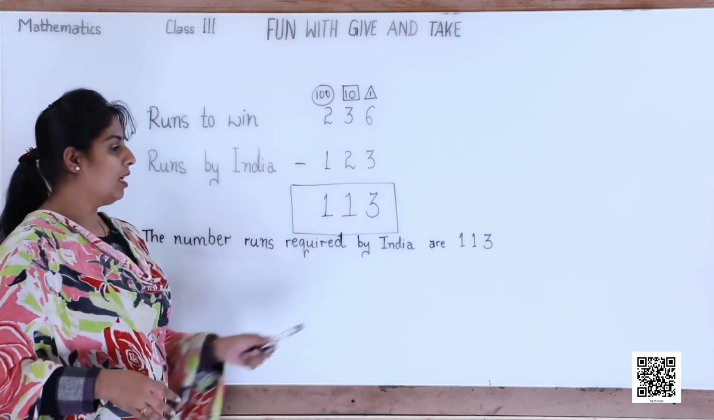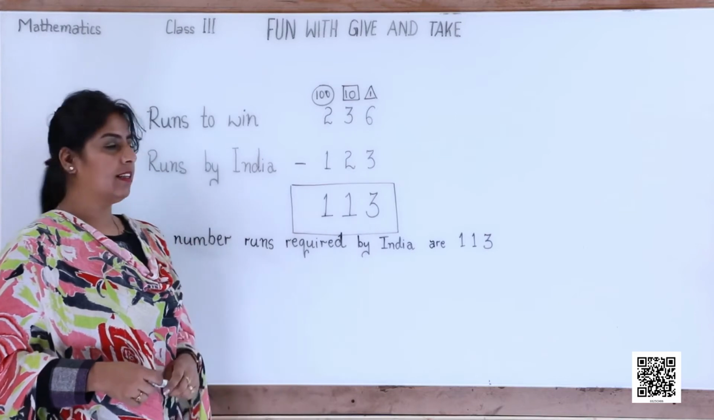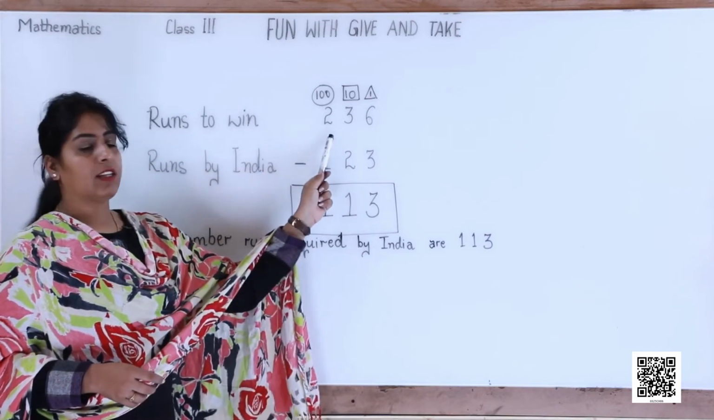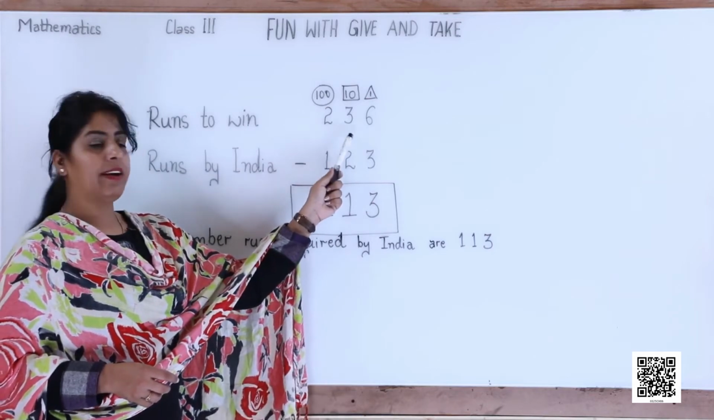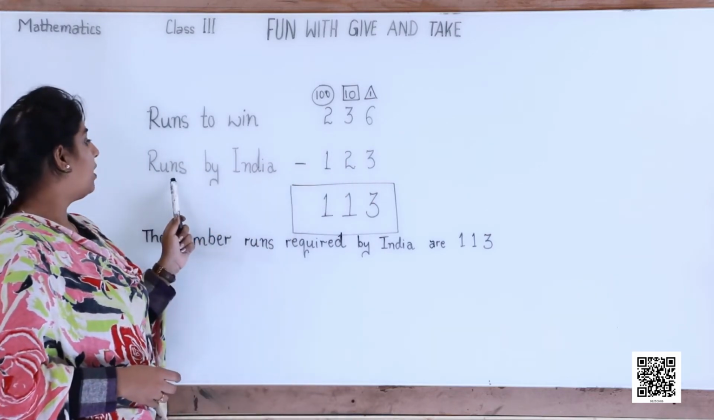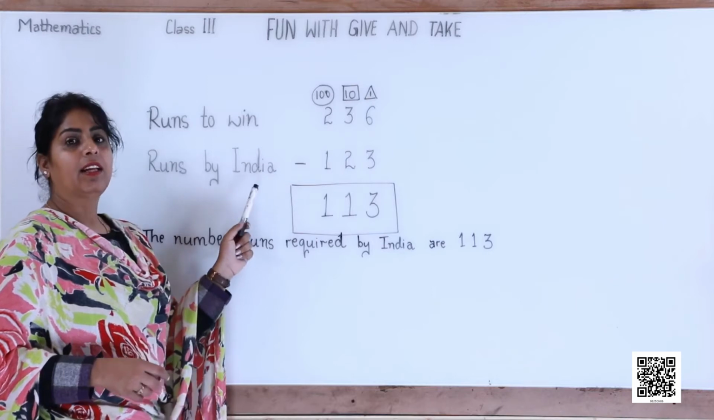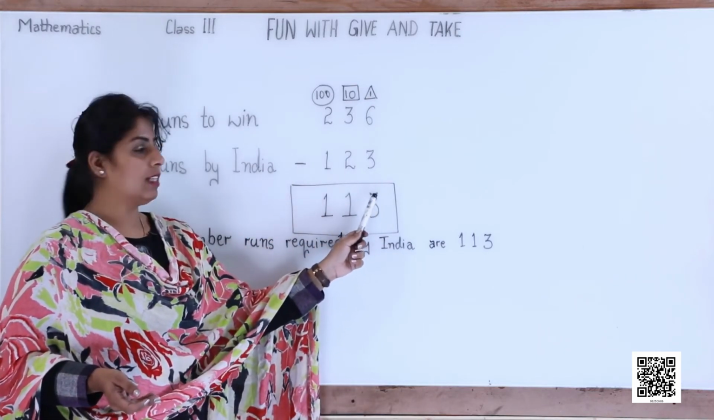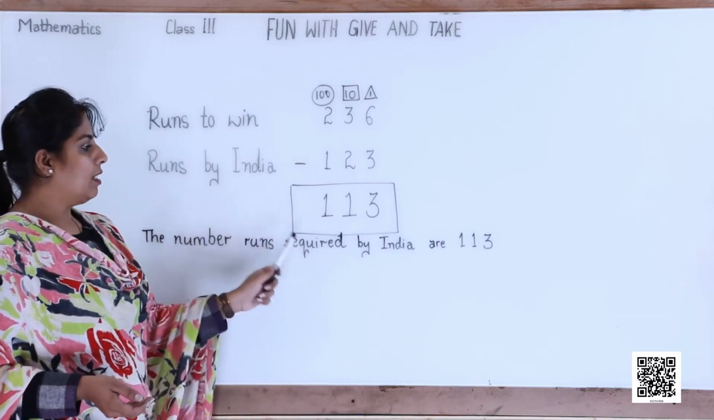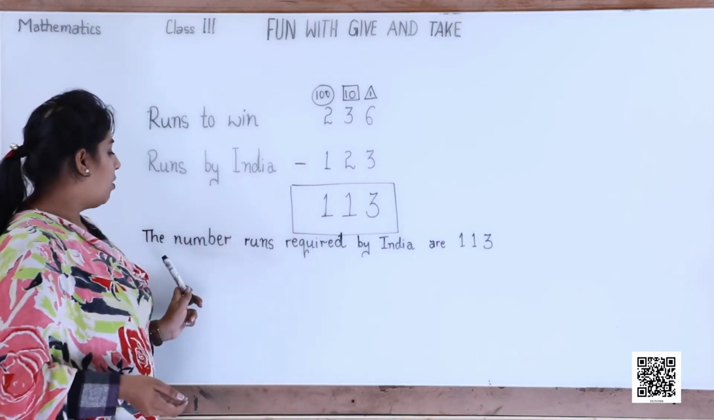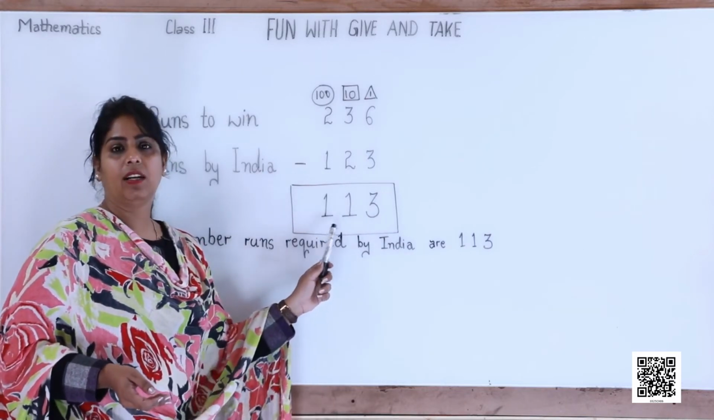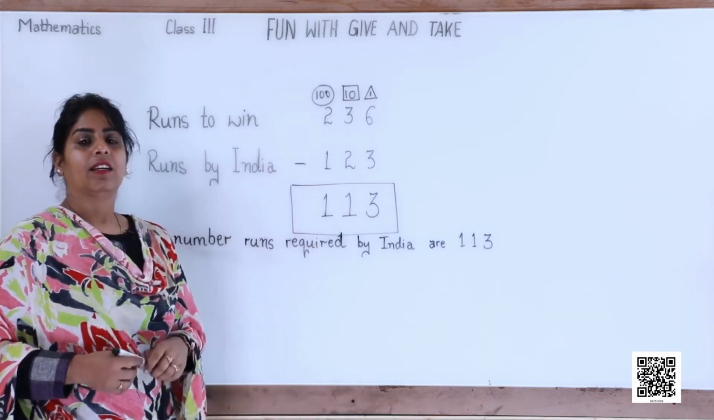Yes, you can repeat after me. 113. We have subtracted runs to win, that is total number of runs, 236. We have subtracted runs by India that have already been made, that is 123. And the result is we have got the number of runs required by India to win, that is 113.